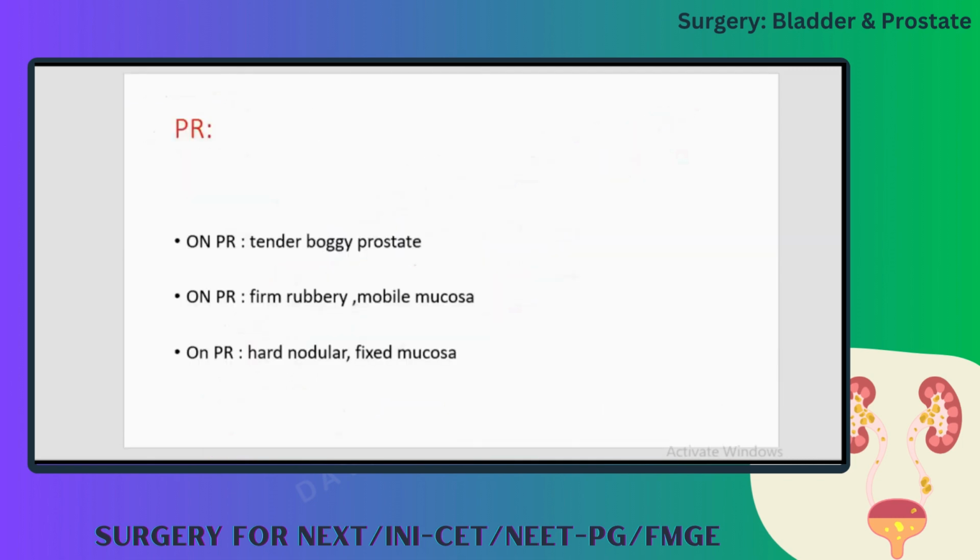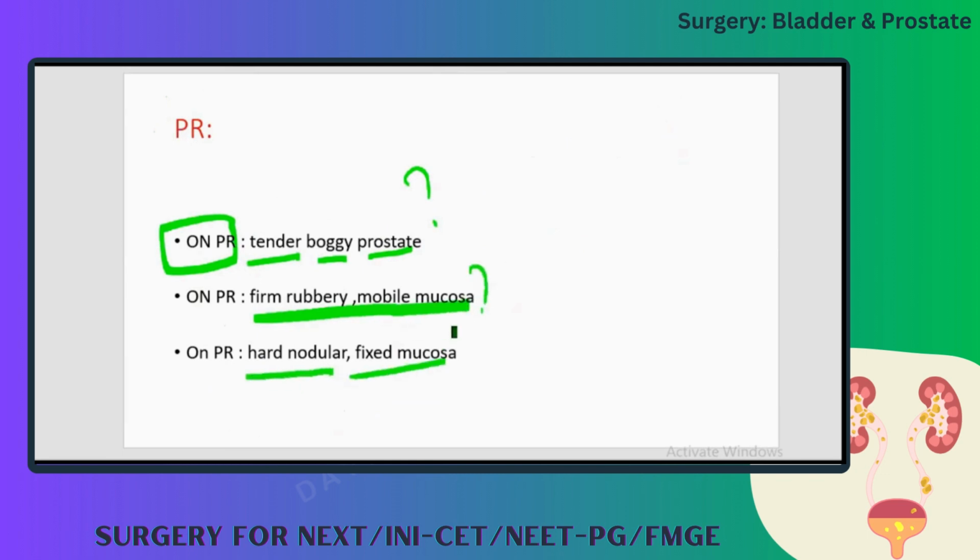So on per rectal examination, on PR examination, if you find a tender boggy prostate, what is the diagnosis? If you find a firm rubbery mobile mass, what is the diagnosis? Or if you find a hard nodular fixed mass, what is the diagnosis? These are 3 separate things. First, tender boggy prostate. Prostate is very tender. What do you suspect?